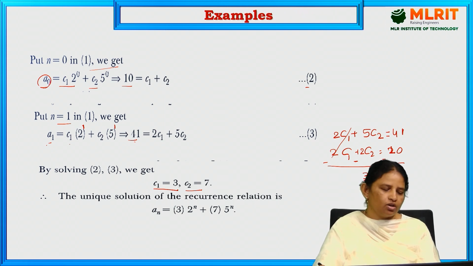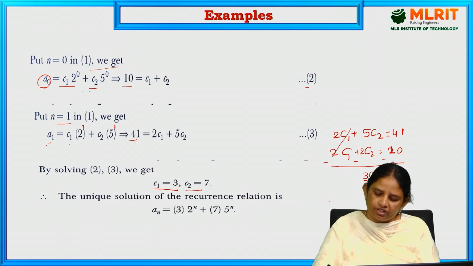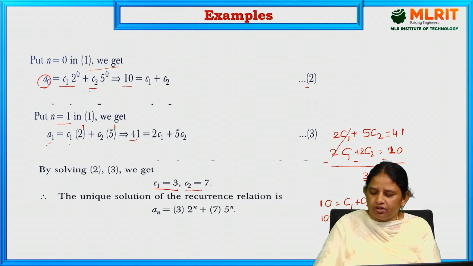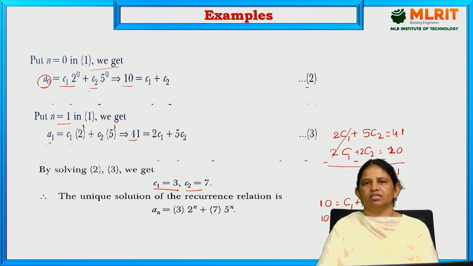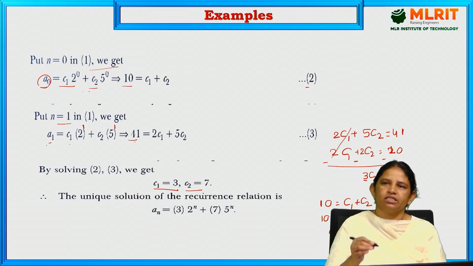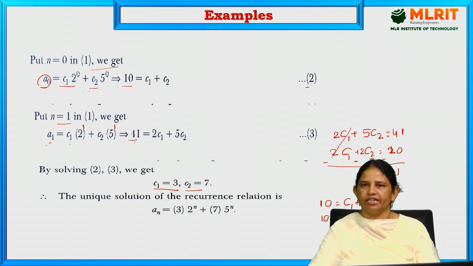Once we know the value of C2, what is the equation? C1 plus C2 equal to 10, so C1 plus 7 equals 10. Then C1 is equal to 10 minus 7, that is 3. So 3 and 7. Substitute these two values in the equation.